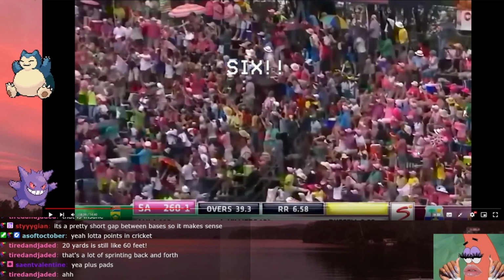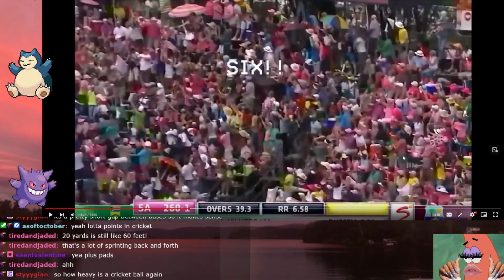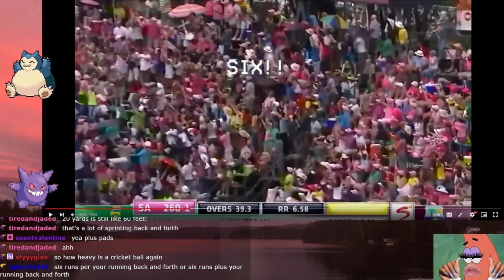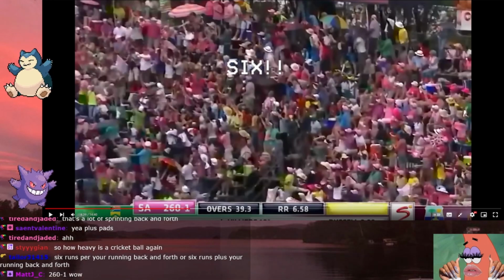Especially in limited overs, the shorter types of cricket, you will score the majority of your runs from boundaries. How heavy is a cricket ball? I don't actually remember offhand. Quite heavy.